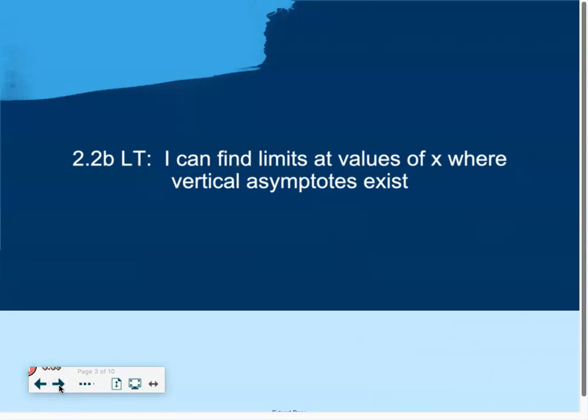Okay, so today, 2-2b. Today we're going to focus on vertical asymptotes, or in other words, infinite limits. Limits that equal infinity.